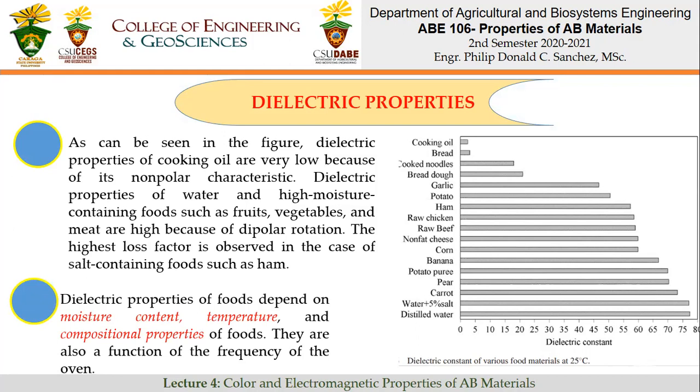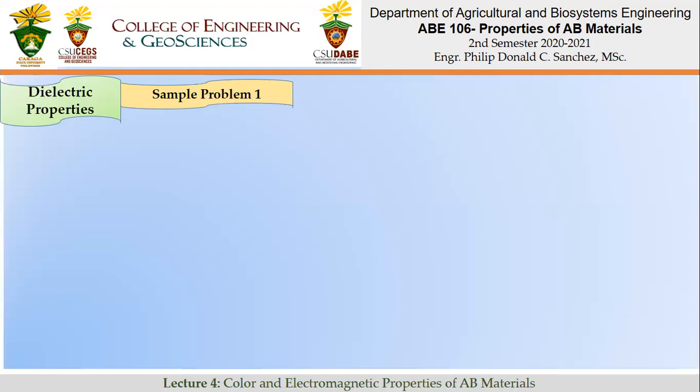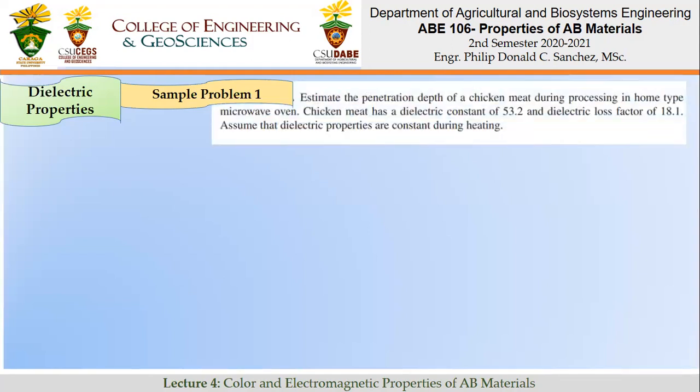That is why foods depend on moisture content because of its water content, temperature, and compositional properties. As the moisture content increases or decreases, the dielectric properties also change. So, for example, estimate the penetration depth of chicken meat during processing in a home type microwave oven. Chicken meat has a dielectric constant of 53.2 and a dielectric loss factor of 18.1. Assume that the dielectric properties are constant during heating.